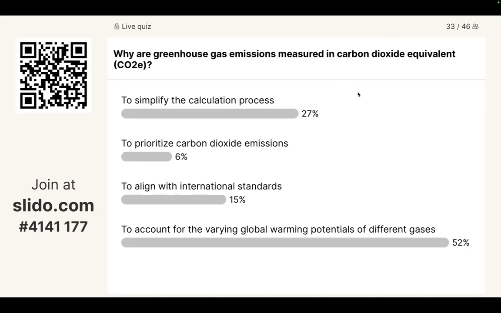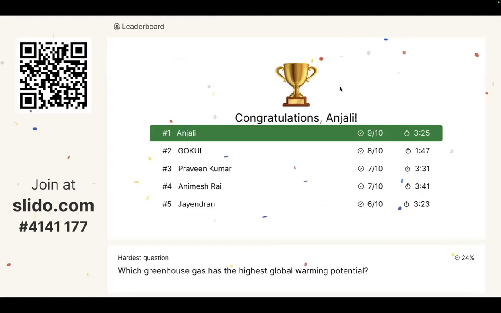Okay, let's see. Most of you have given the correct answer, the last one, right? It says to account for the varying global warming potential of different gases, you convert them into carbon dioxide equivalent. It becomes easy to measure and report. Okay, so Anjali, Gokul, Praveen, you did well. Animesh, Chen also did well.